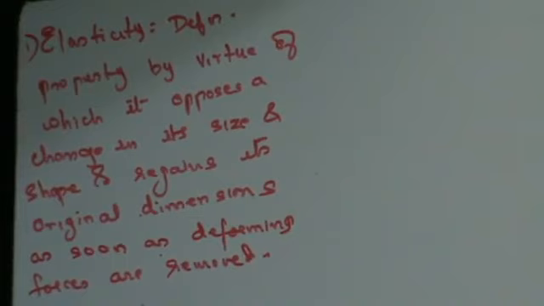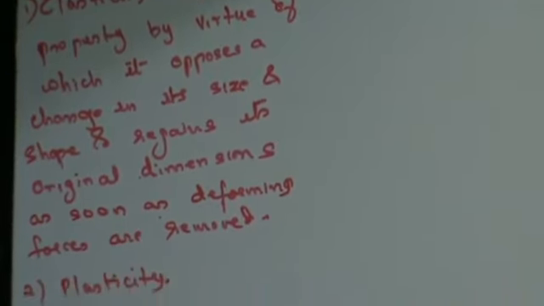Next, if this is elasticity, what is plasticity? Now there are some bodies which get easily deformed by application of small deforming force and they do not regain the original size and shape when the deforming force is removed. Such bodies are called plastic bodies. Right?